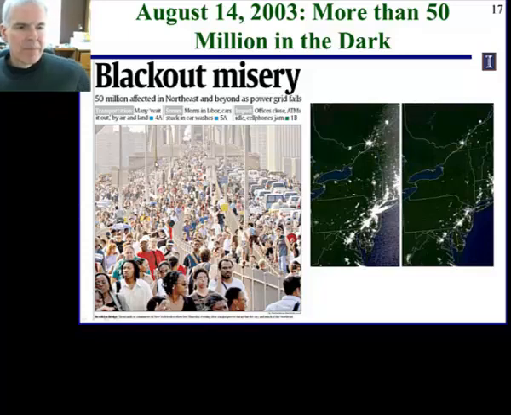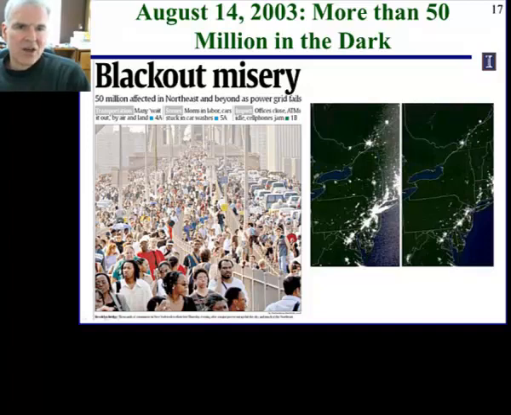Okay, one that I'll talk about briefly is the event from August 14, 2003. If you were impacted by that, it's probably something that you aren't going to forget relatively quickly. Here's a picture from a New York newspaper showing the people coming out of New York when the power went out that day, which was in the late afternoon on August 14th. More than 50 million people across the northeast part of the U.S.